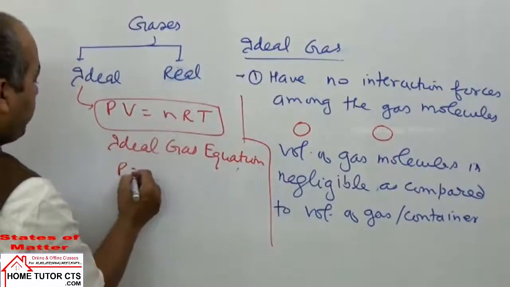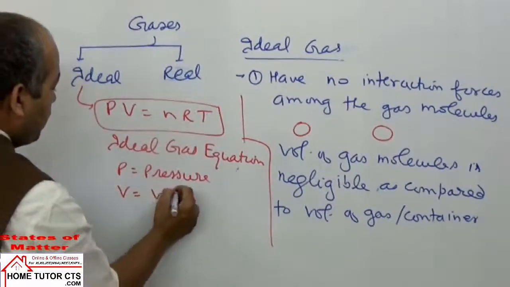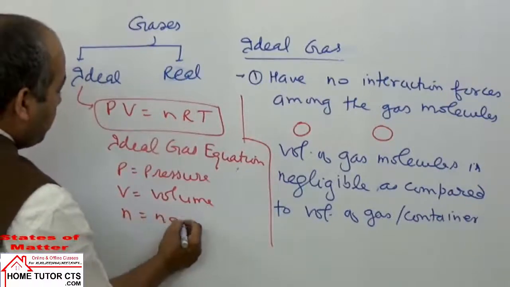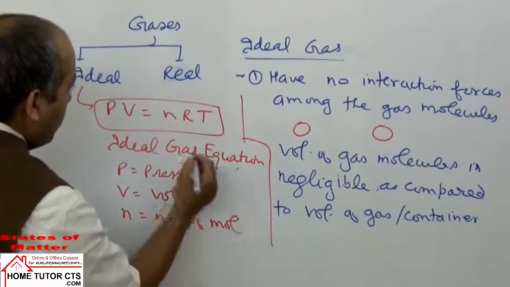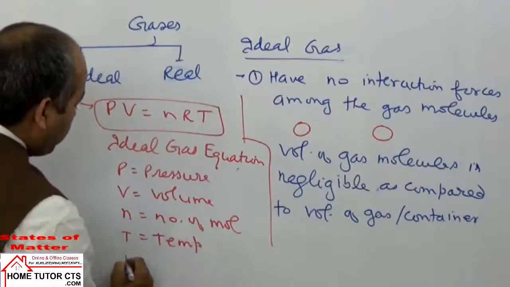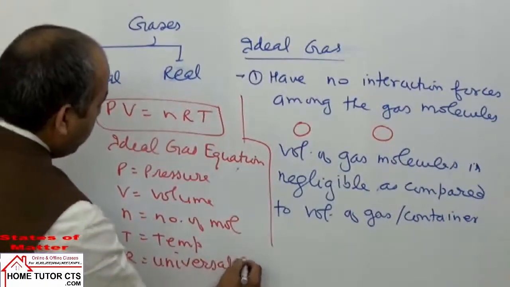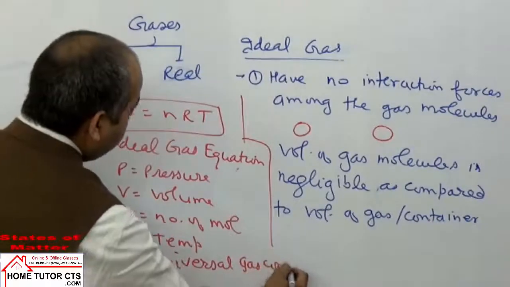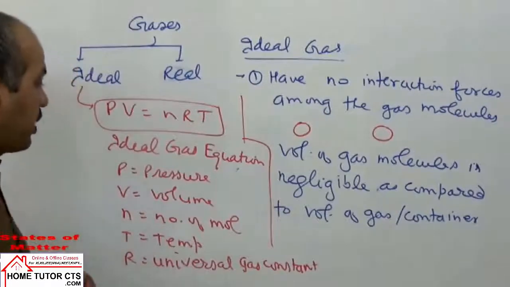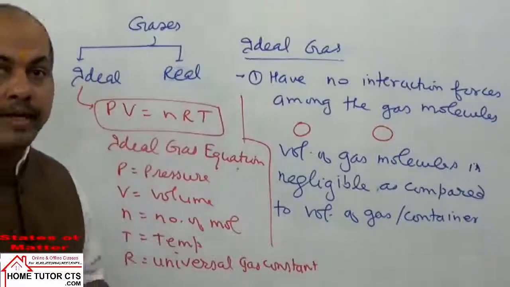In the given gas, P is the pressure of the gas, V is the volume of the gas or the container, n is the number of moles, T is temperature, and R is called the universal gas constant. This equation, called the ideal gas equation, is derived by combining the gas laws.